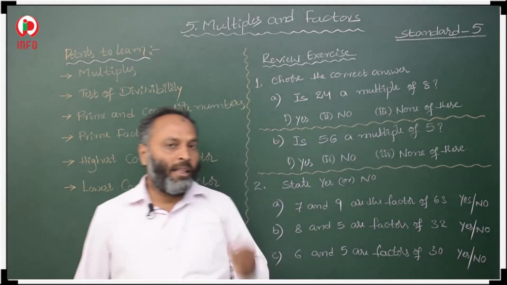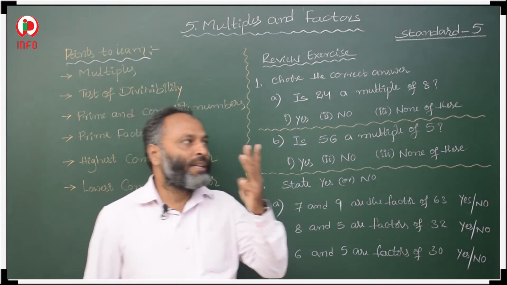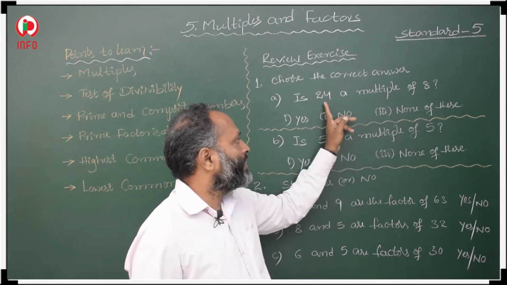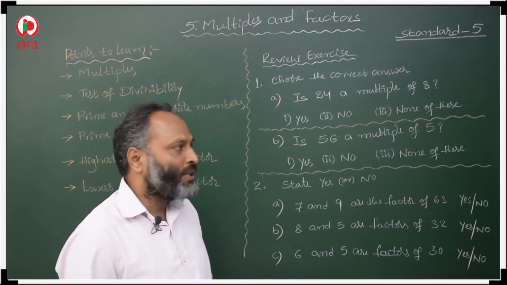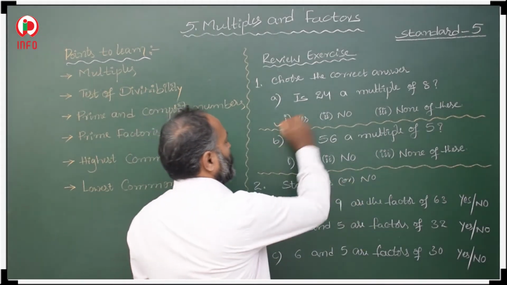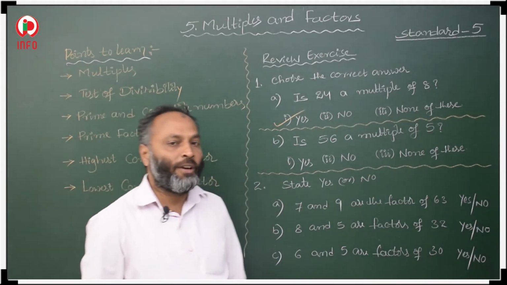Check in the 8 table. 8 ones are 8, 8 twos are 16, 8 threes are 24. It divides. In the 8 table 24 is there. So it is a multiple. So yes is our right answer.